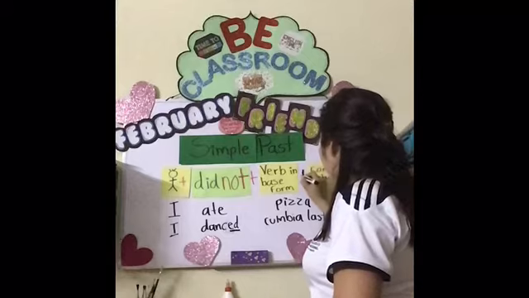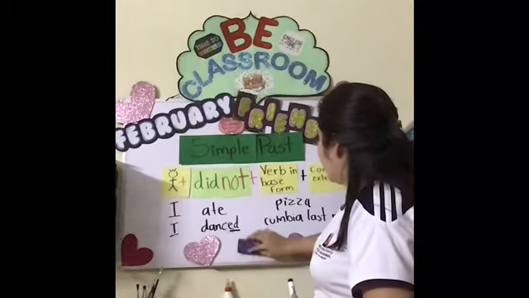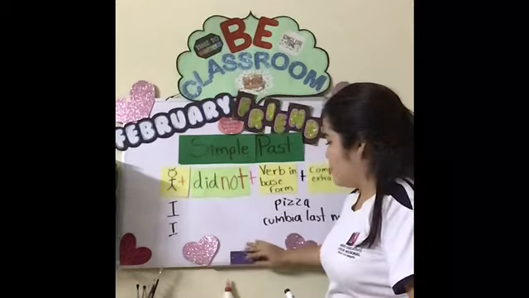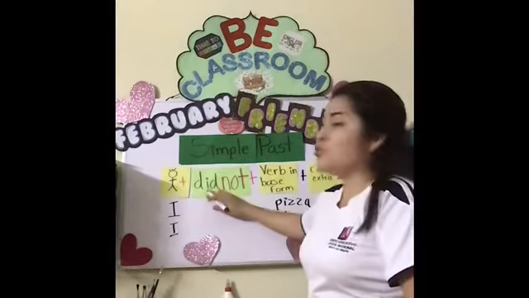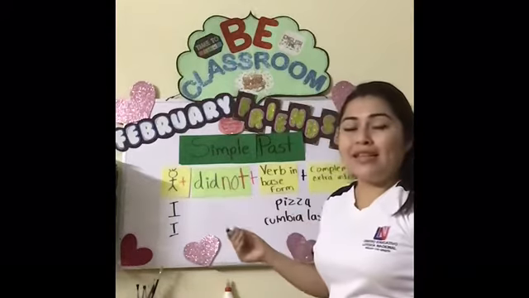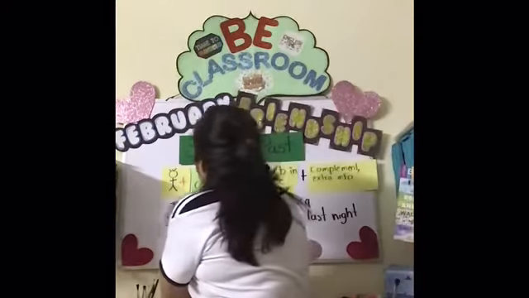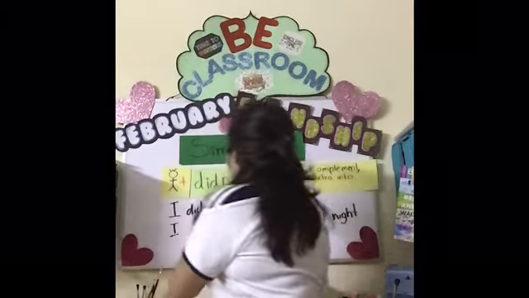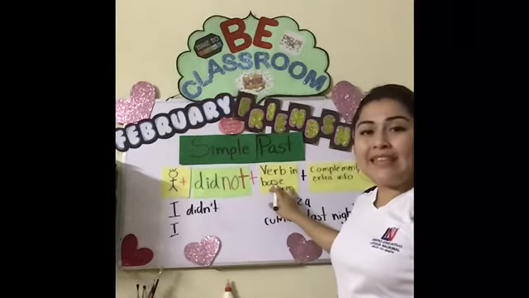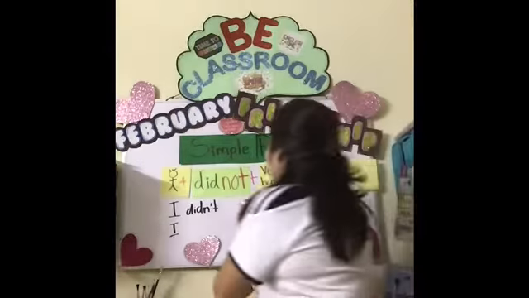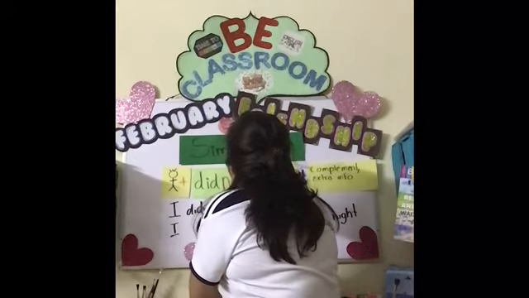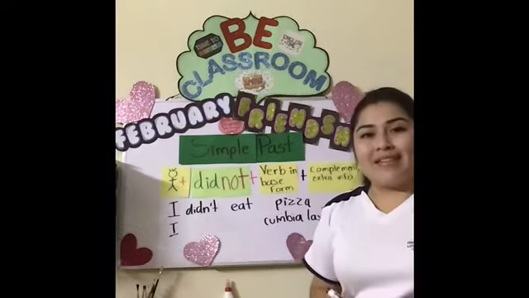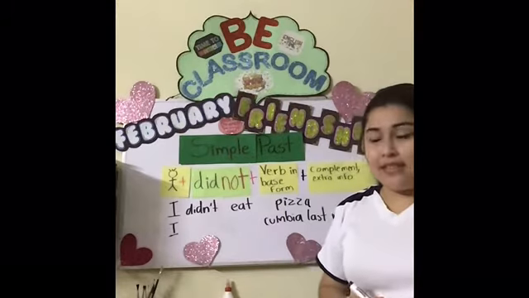So how is this changed in our sentence? If here we need to modify all this. Here it tells me that I need to write did not, or in this case didn't, the contraction. I didn't, my verb ate, I need to write in the base form. In this case, eat. I didn't eat pizza. That is a negative sentence.